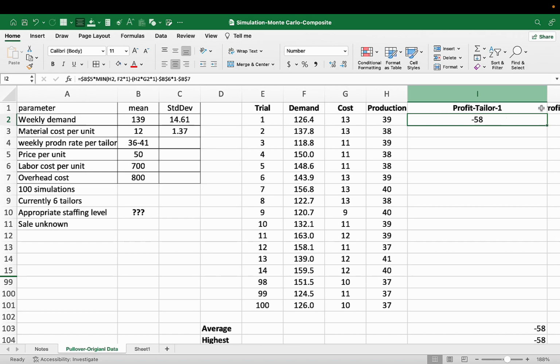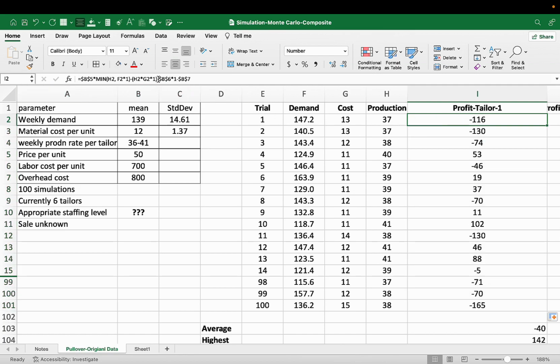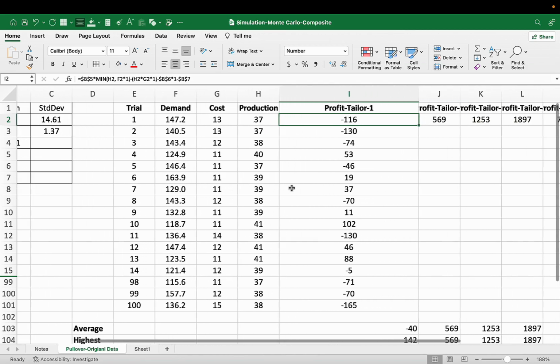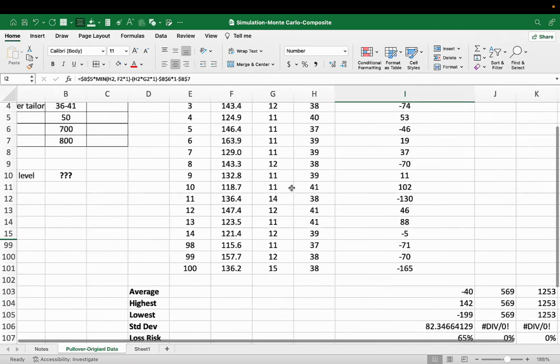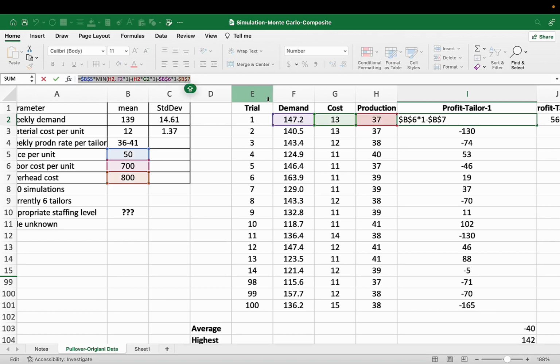Okay, and if I drag it down, that gives me this profit, and that comes from tailor 1. Now I want to explain why I was adding 1 here. The thing is that we have to do the whole thing for 6 tailors. If you write the same formula 6 times, there is a possibility that you may make some error. So you can just copy this formula and paste it in other cells, and just make sure that only this one is changed.